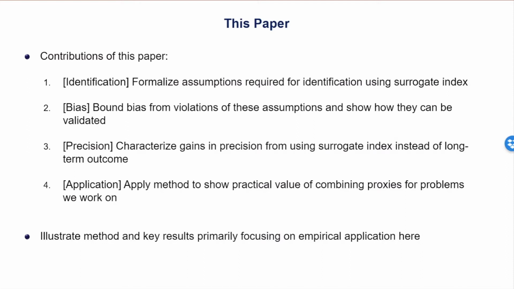Something that we do that I think is fairly important is that we bound the bias that arises from violations from those assumptions, and we show how those can be validated. We also characterize the gains in precision from using the surrogate index instead of the long-term outcome directly, and then we apply this to show the practical value.